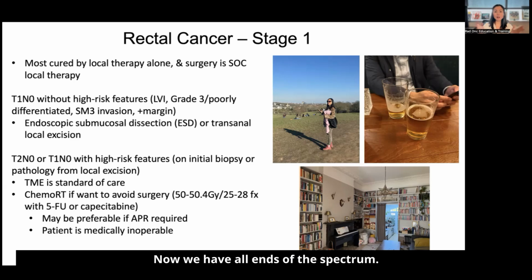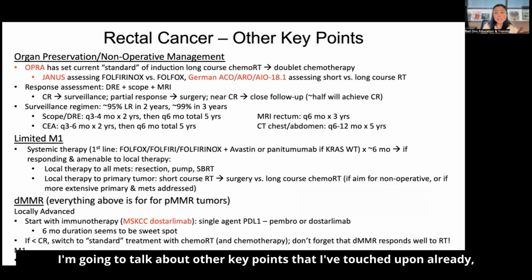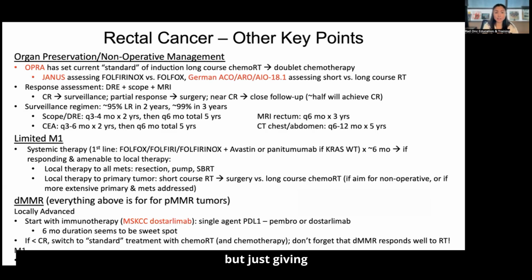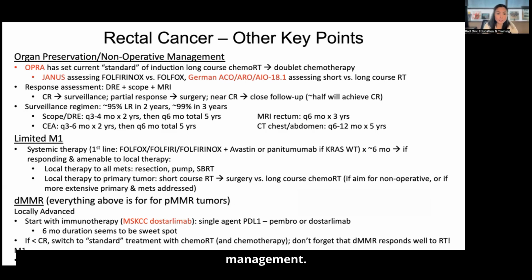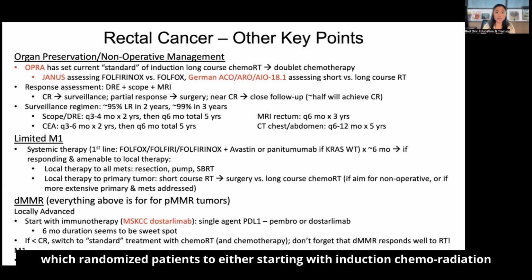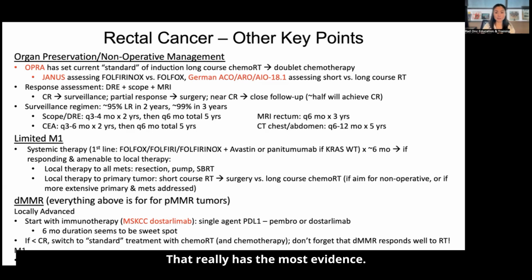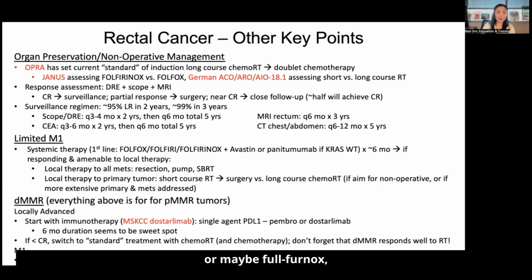All right, so now we have all ends of the spectrum. I'm going to talk about other key points that I've touched upon already, but giving a little bit more detail. So let's talk a little bit more about organ preservation, non-operative management. Currently, I think the study that has set the standard of care is the OPRA trial, which randomized patients to either starting with induction chemoradiation or chemotherapy. So that really has the most evidence. Long course chemoradiation followed by FOLFOX or CAPOX chemotherapy, or maybe FOLFIRINOX, which is assessed in the JANUS trial.